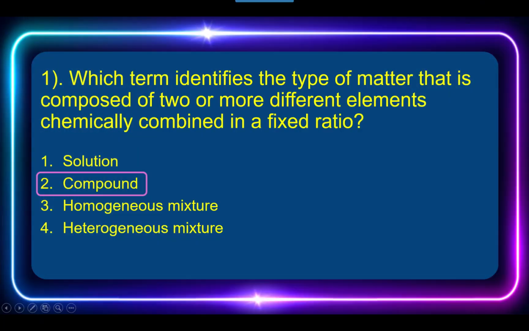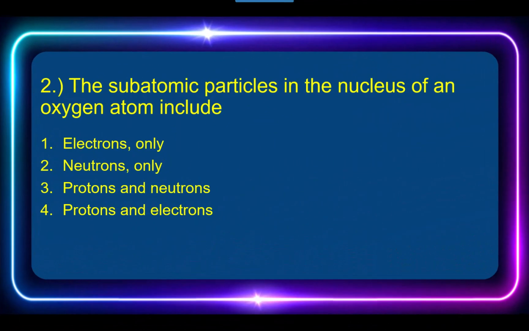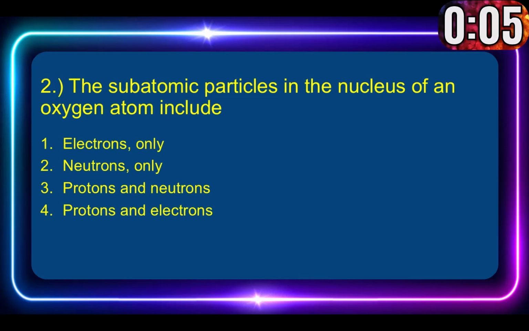Let's go on to question number 2. The subatomic particles in the nucleus of an oxygen atom include electrons only, neutrons only, protons and neutrons, or protons and electrons. Go ahead and select your answer.